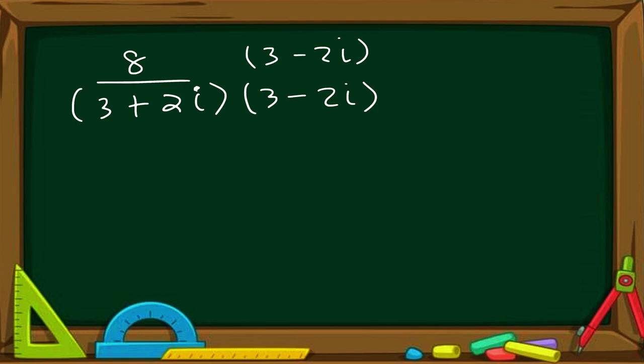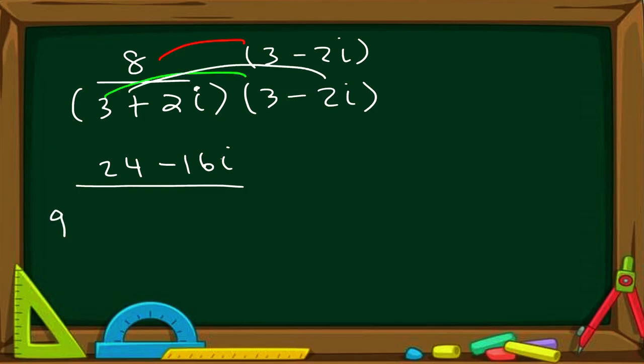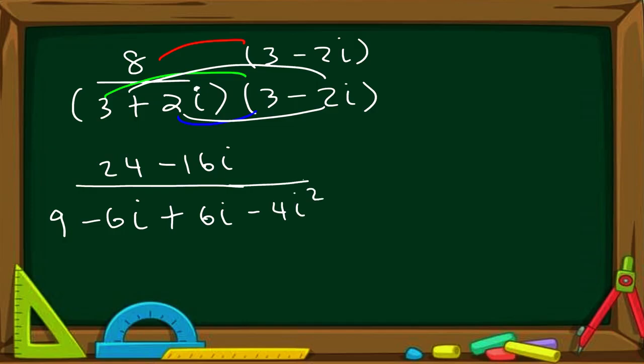So on top, let's distribute the 8. 8 times 3 is 24. 8 times negative 2i is negative 16i. On the bottom, let's FOIL. We know that two middle terms will cancel. 3 times 3 is 9. 3 times negative 2i is negative 6i. And then 2i times 3, that's positive 6i. And then 2i times negative 2i is negative 4i squared.